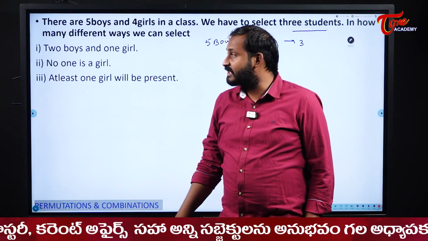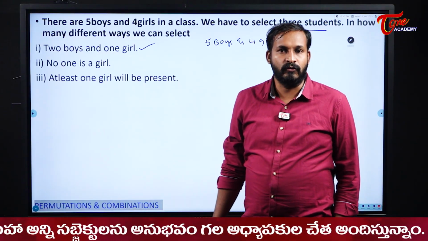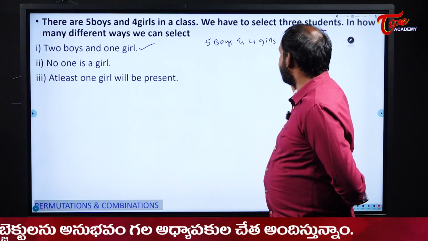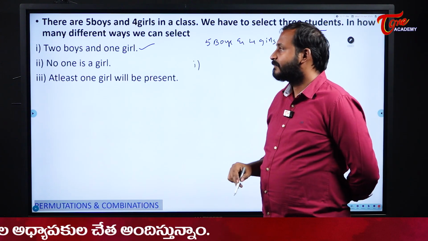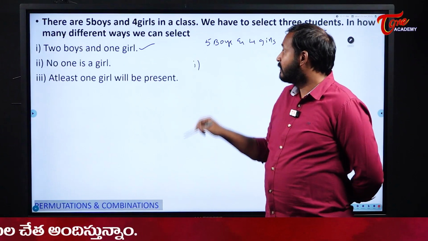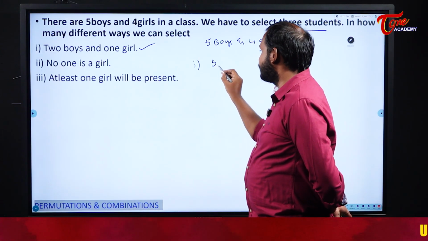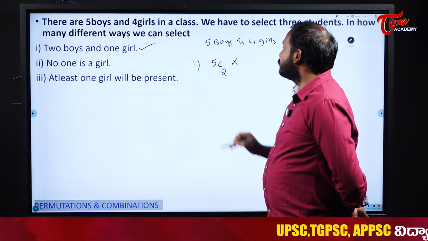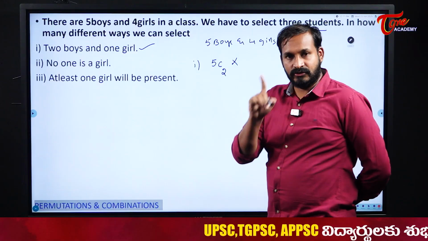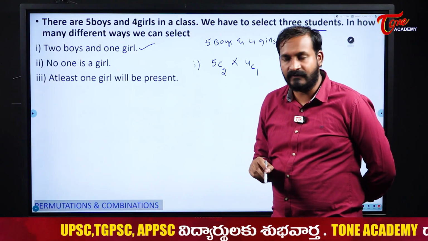What is the first condition? First condition is 2 boys and 1 girl. I should have 2 boys and 1 girl in this committee. So when it comes to my first one, from 5 boys I need to select 2 boys, right? So it will become 5C2. And into, from 4 girls I need to choose 1 girl. So it will become 4C1.